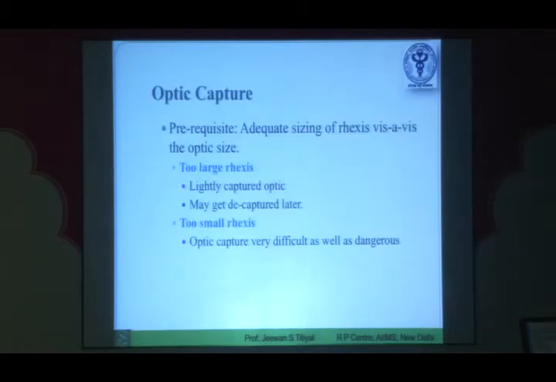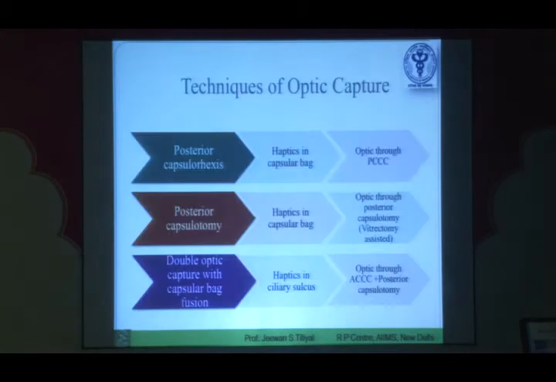So you have optic capture. If you have too large a rhexis, then capture is not possible. If you have too small a rhexis, that's also difficult. So you have to have an adequate rhexis in these patients. With the posterior capsular rhexis, you can have haptics in the capsular bag and optics in capsular capture. So both can be done.